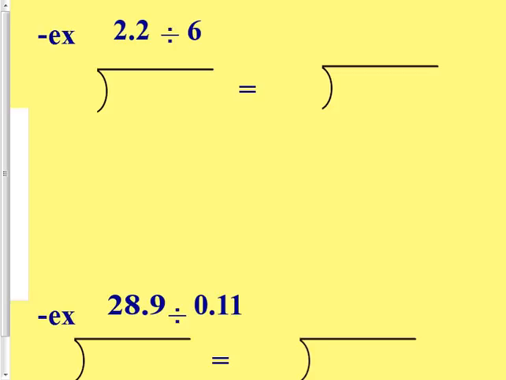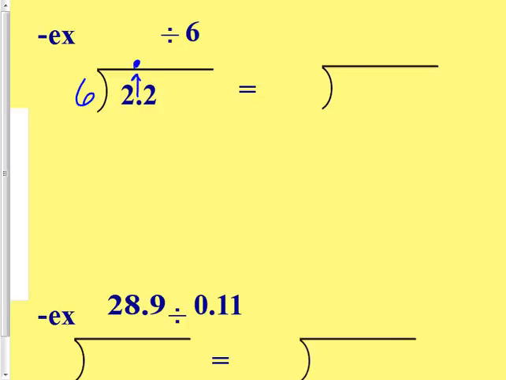2 and 2/10 divided by 6. If I do 2 and 2/10 divided by 6, notice my divisor is a whole number, so I'm going to just go ahead and bring the decimal up.